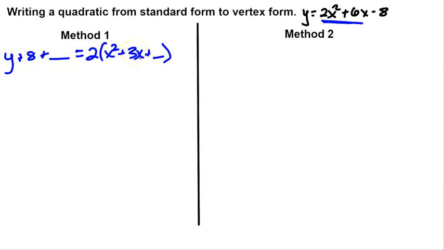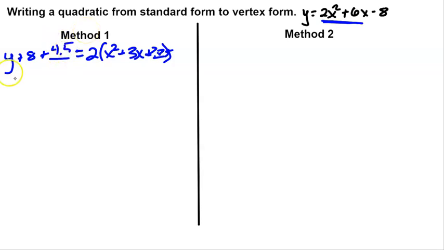So once I do that, now I take my b, which is 3. I take half of 3, which is 3 halves, and then I square it. So 3 halves squared would be 9/4, and 9/4 would be 2.25. So this would be 2.25 in here. But I'm really not adding 2.25 on both sides because I factored out a 2. So I've got to take the 2.25 and multiply that by 2, and that's 4.5.